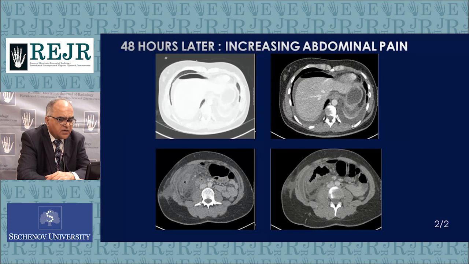Patient developed increased abdominal pain, so the patient was on conservative management. After 48 hours, we did a scan and we found there is free peritoneal air, and in the lower abdominal scans we can see there is a large hematoma around the ascending colon, suggesting there is injury to the large bowel.